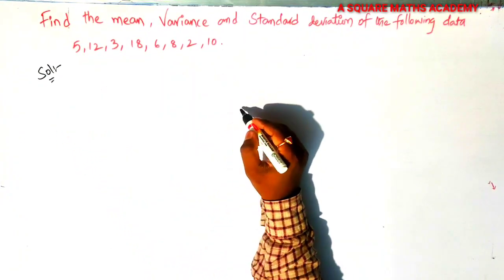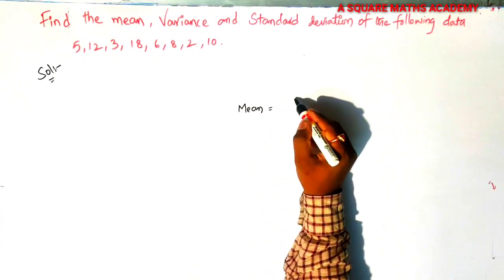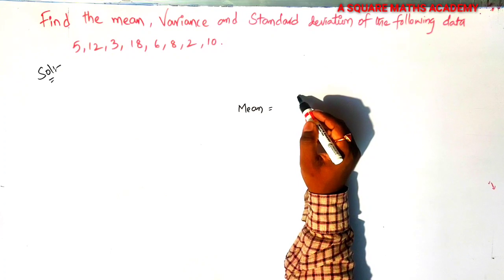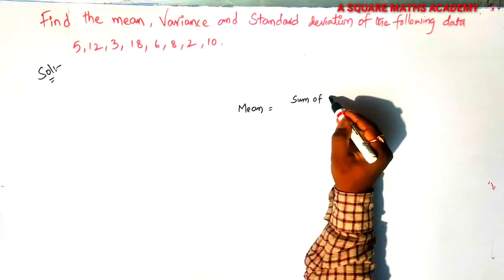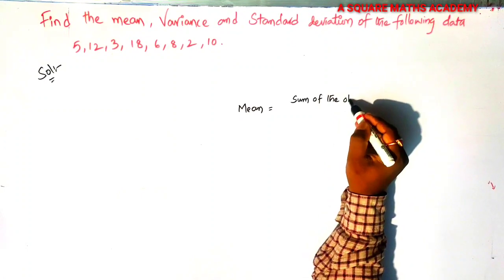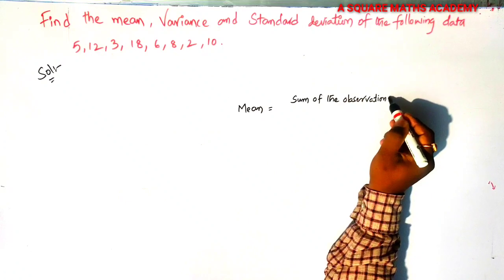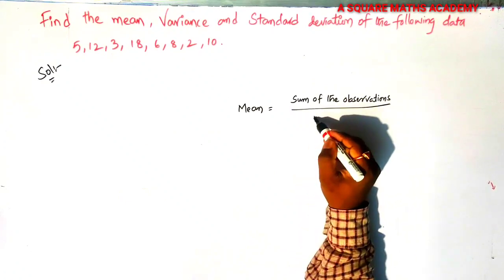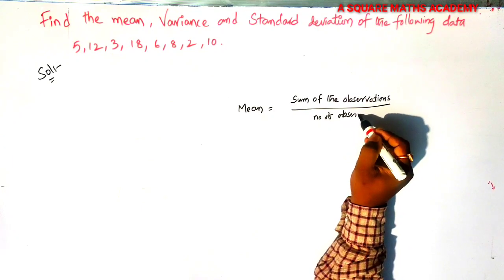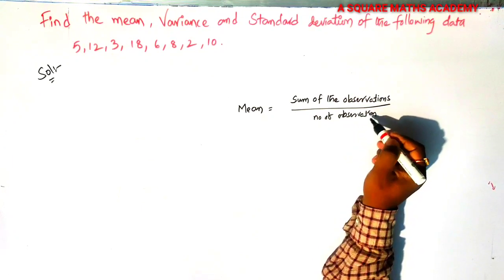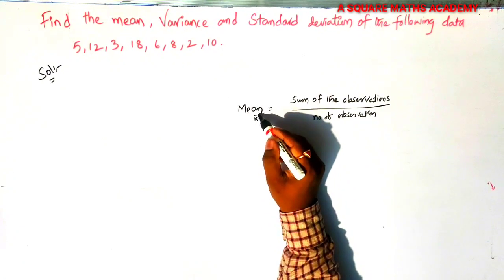Before that, first of all, we should know what is mean and what is variance. Mean is nothing but the sum of the observations divided by the number of observations. This is the mean, which is denoted by x bar.